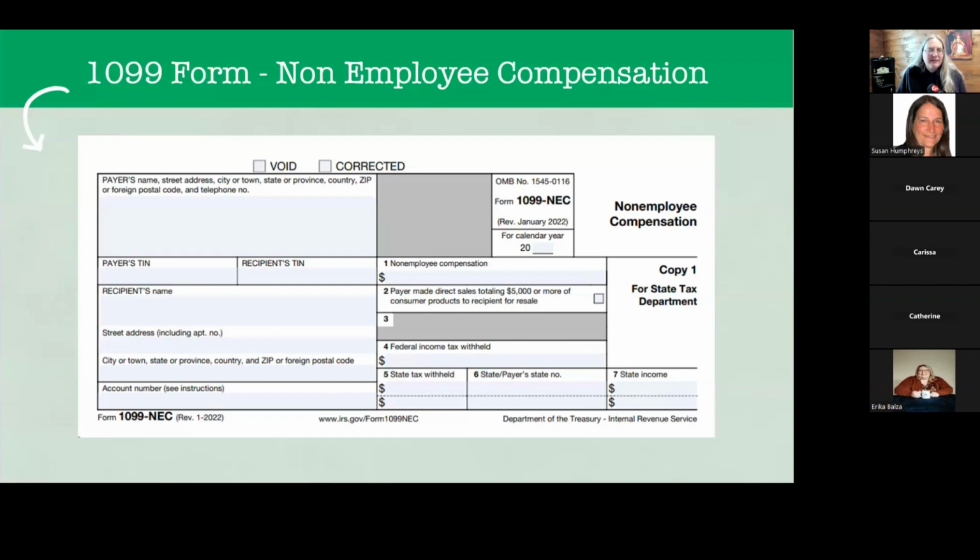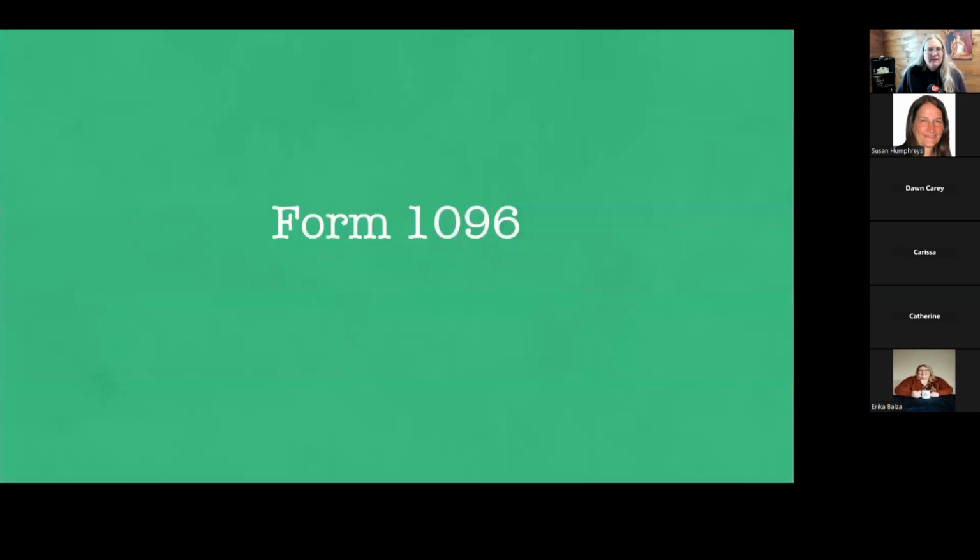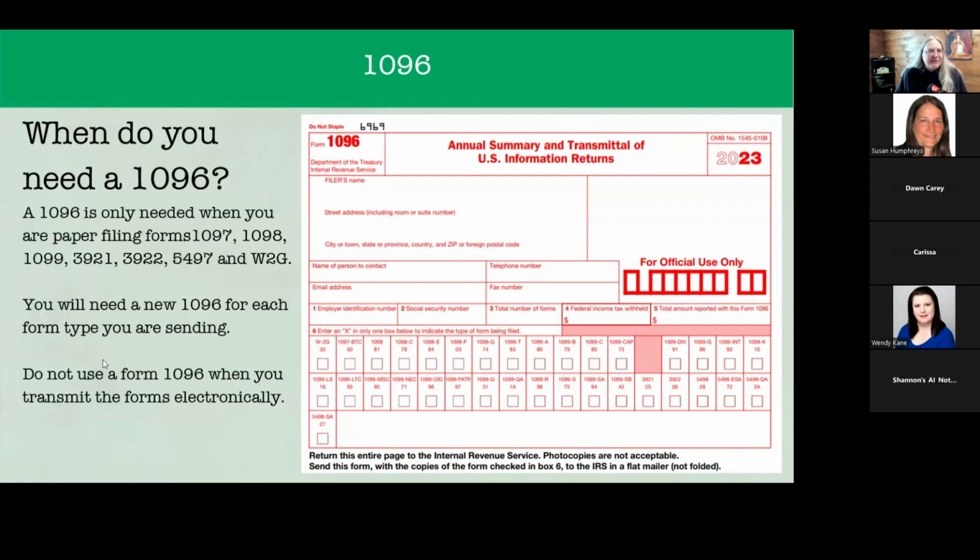You check that box. Box 3 is reserved for future use. Box 4 is if any federal income tax was withheld. Boxes 5, 6, and 7 are for state withholdings. But the 1096 is only needed if you're paper filing forms 1097, all the 1098 series, 1099 series, 3921, 3922, 5497, and W-2G. You do not use a form 1096 when you transmit electronically.